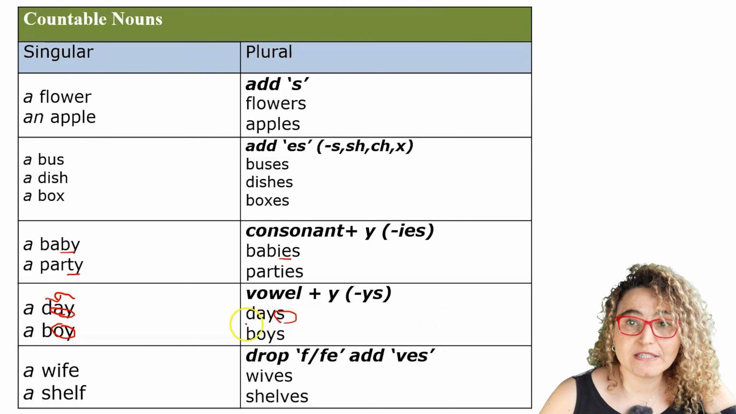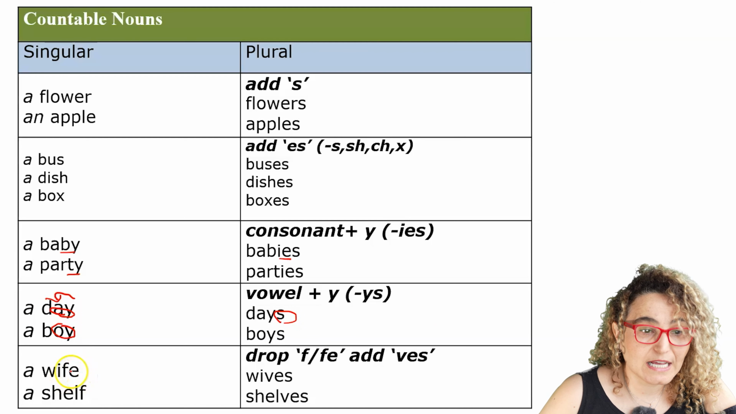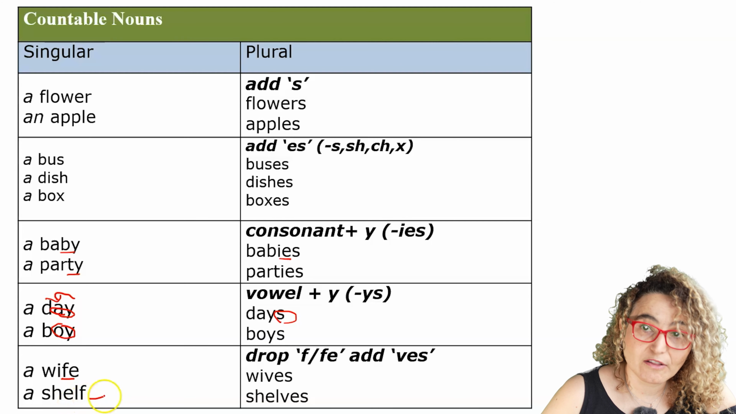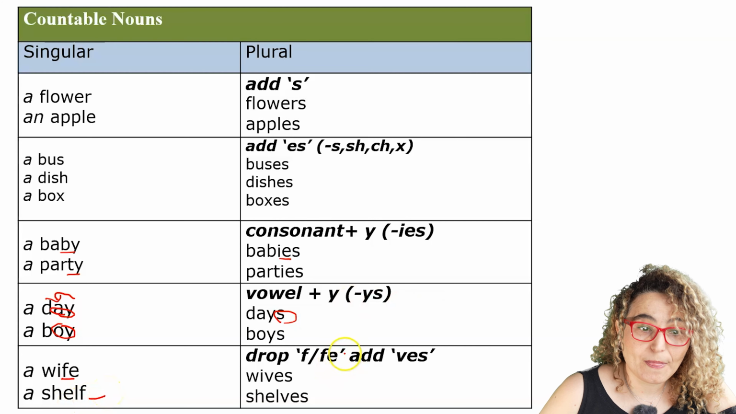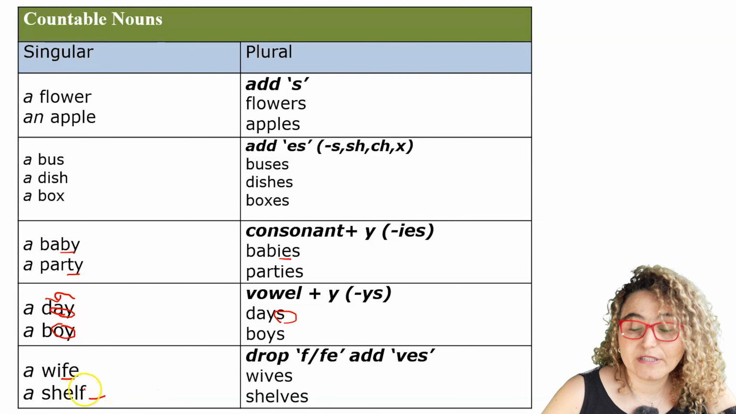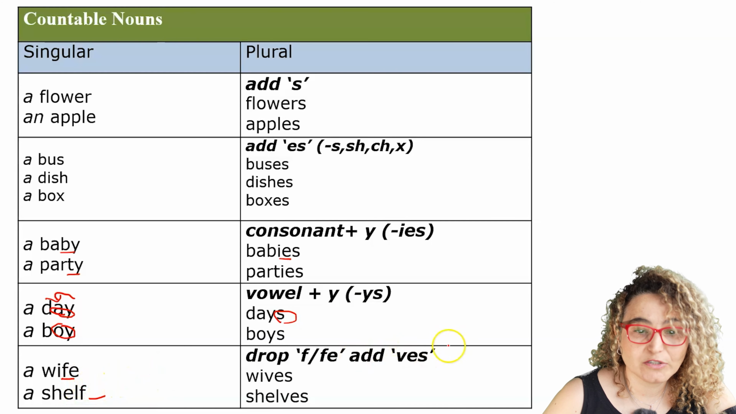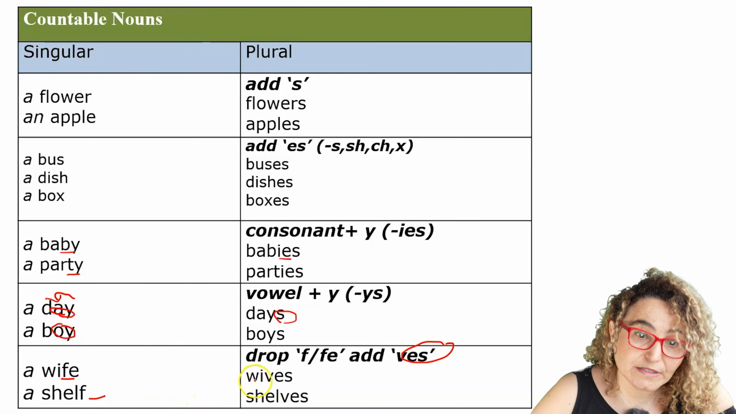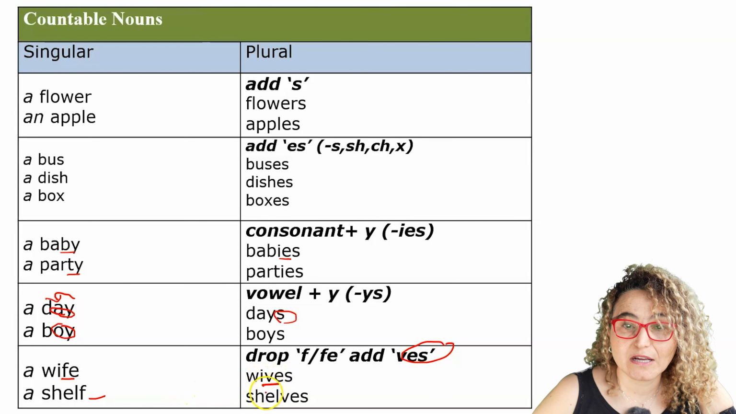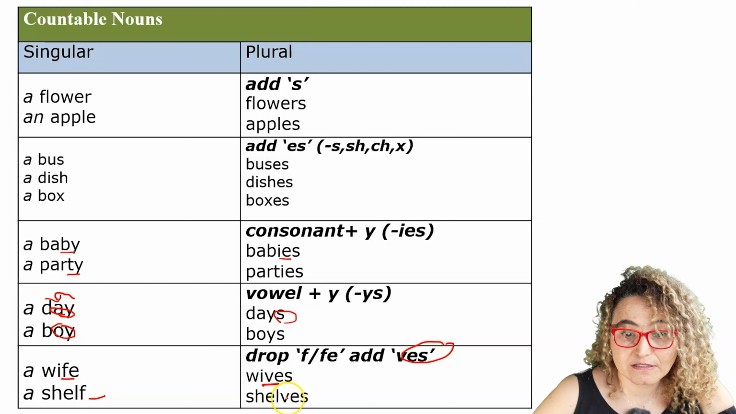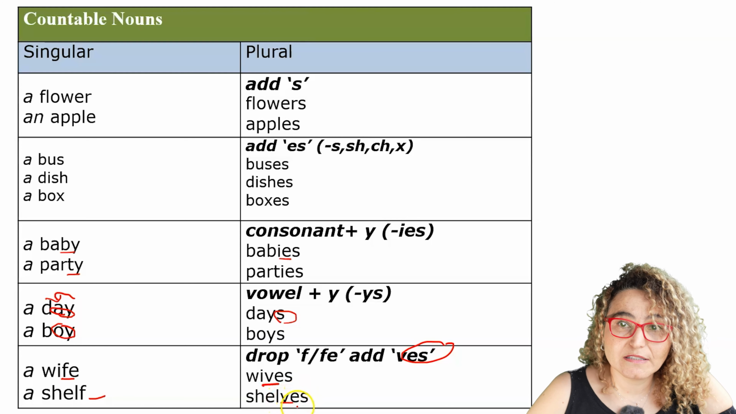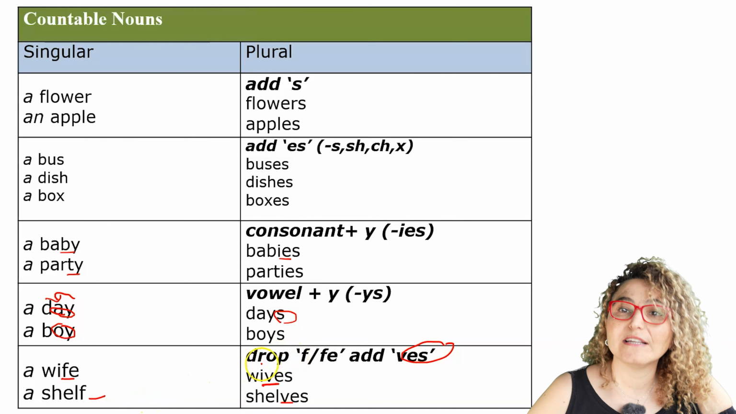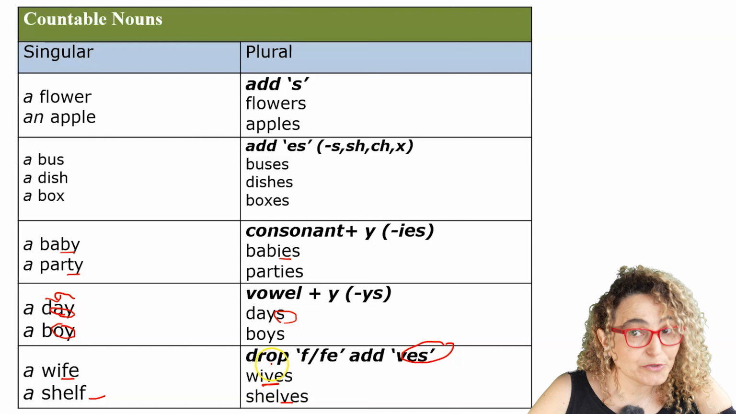Okay, what if you have a singular noun that has the letter F? Wife, shelf. So if it ends with FE or F, we change it to VES. Wife, wives. Do you notice the spelling, V sound? Shelf, shelves. So any singular noun that ends with FE or the letter F, it becomes VES. I do hope you remember that.